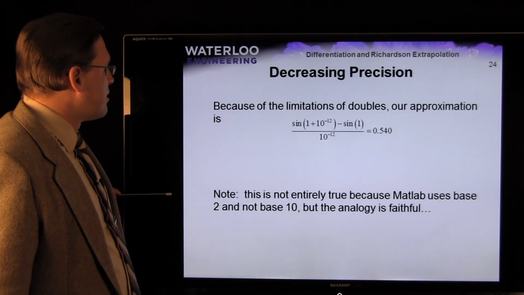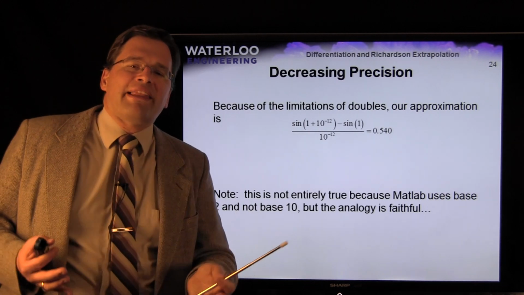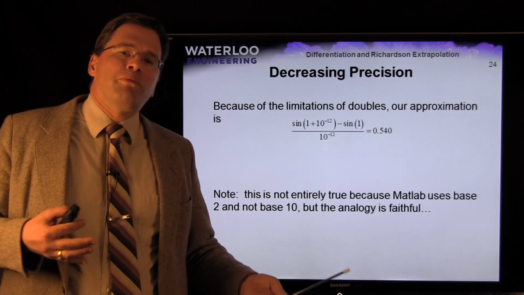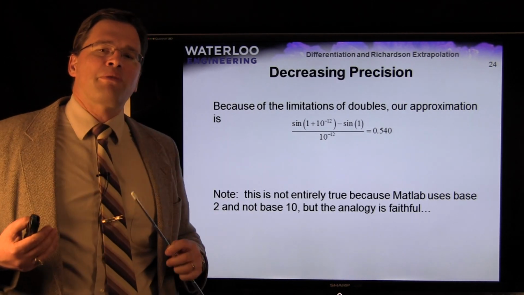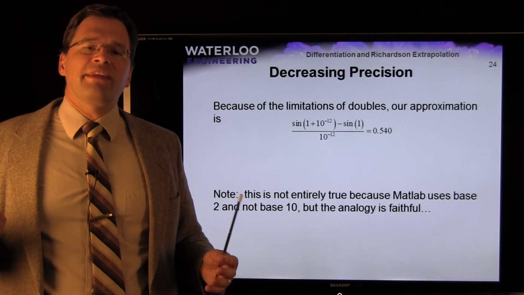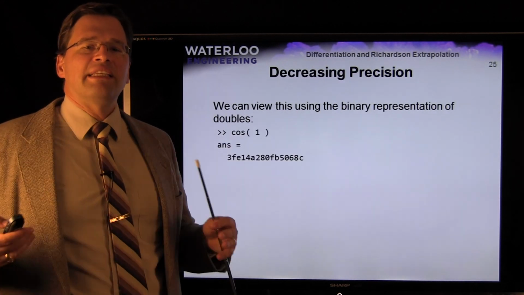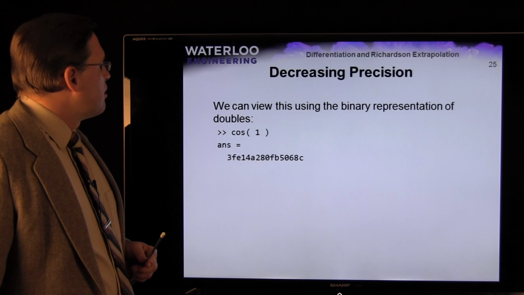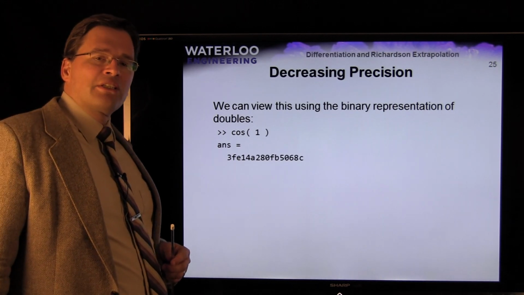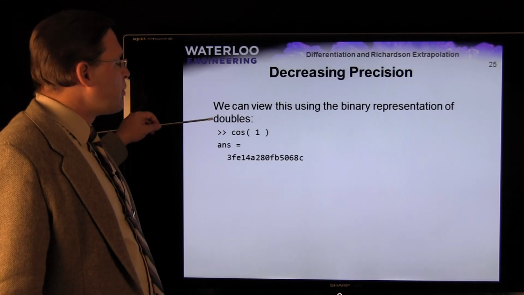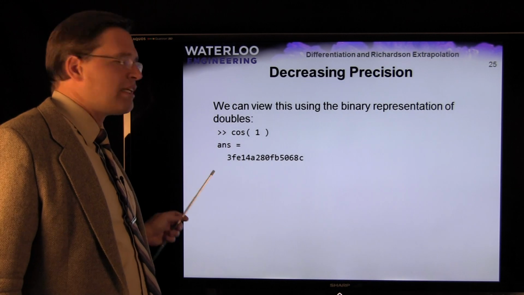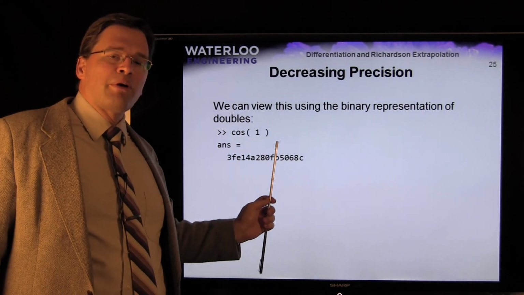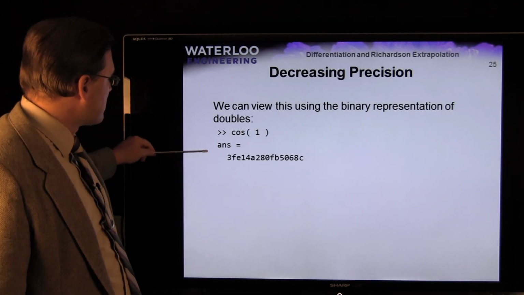Now, this is not entirely true because MATLAB is really using base 2. We're discussing an example with base 10, but essentially the argument is analogous. It is faithful. We can do this with a binary representation. Use format hex. If you have format hex on, then you see the hexadecimal representation of the double. Now, what does this double mean?